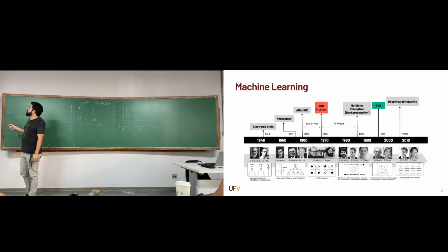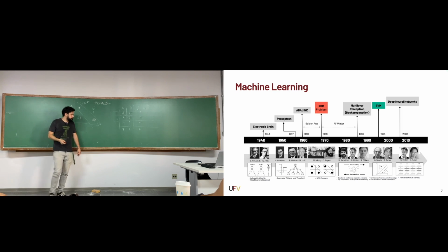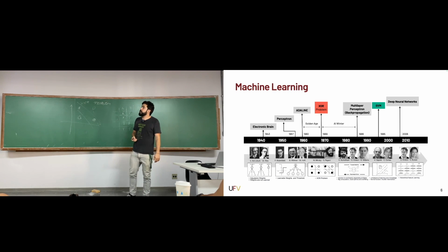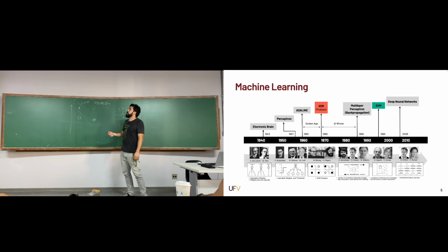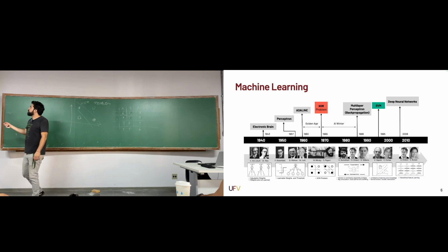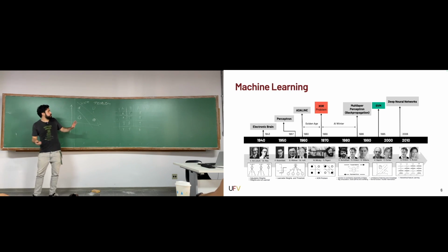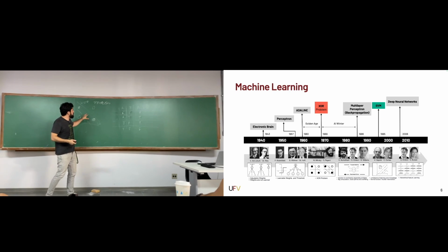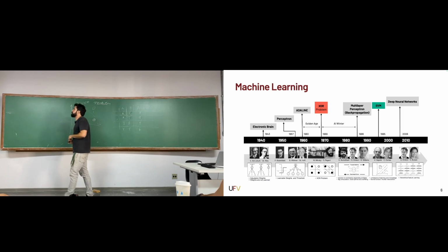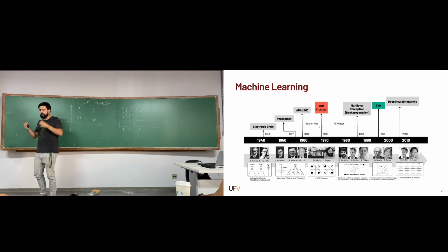But then from the 80s on, we had some advance in the field with the multi-layer perceptrons and the backpropagation algorithm. So with that, these kinds of non-linearly separable problems like the XOR could be solved with these more complex neural networks with multiple layers.